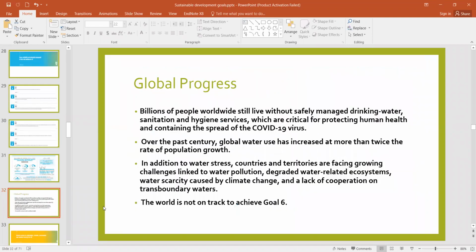Billions of people worldwide still live without safely managed drinking water, sanitation, and hygiene services, which are critical for protecting human health and containing the spread of the COVID-19 virus. Over the past century, global water use has increased at more than twice the rate of population growth. In addition to water stress, countries and territories are facing growing challenges linked to water pollution, degraded water-related ecosystems, and water scarcity caused by climate change and lack of cooperation on transboundary water. The world is not on track to achieve Goal 6.